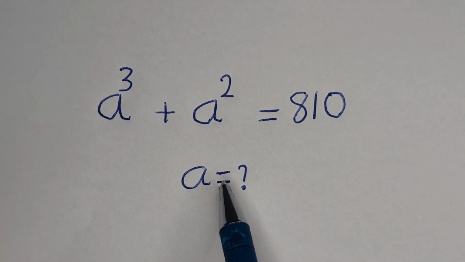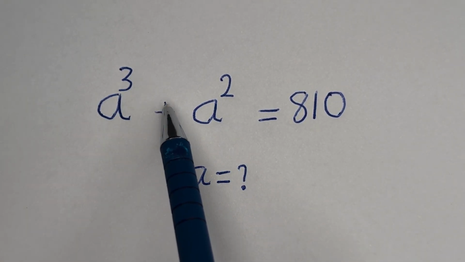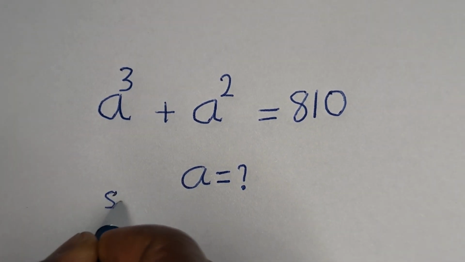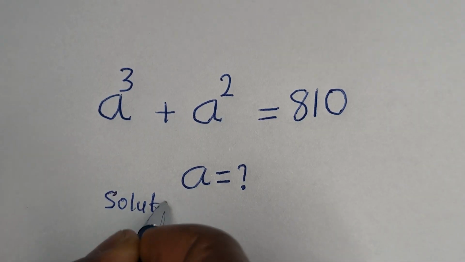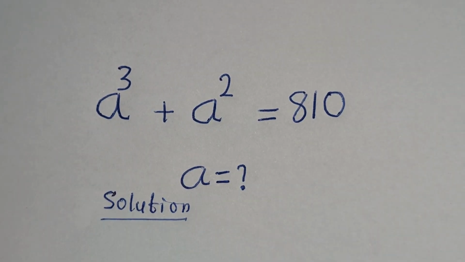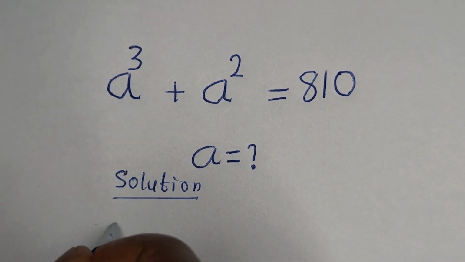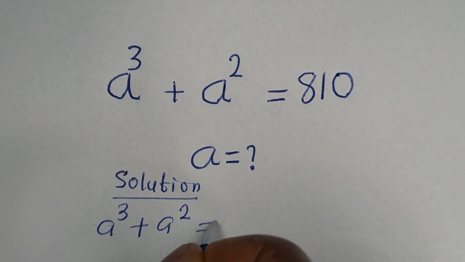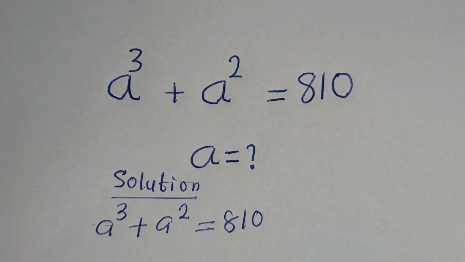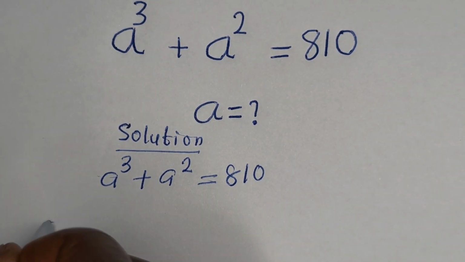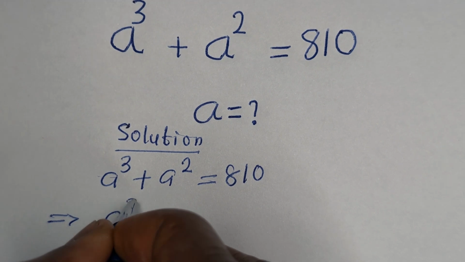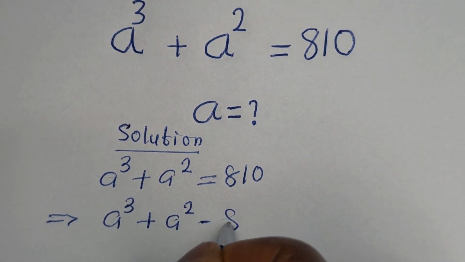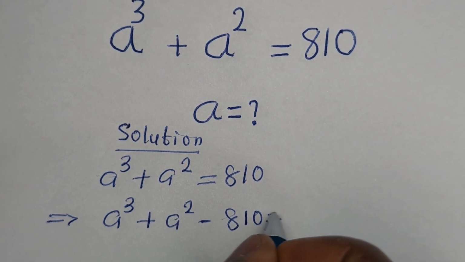What is the value of a in this equation? a raised to power 3 plus a square is equal to 810. Solution. Here we have a raised to power 3 plus a square is equal to 810. And this is a raised to power 3 plus a square minus 810 is equal to 0.